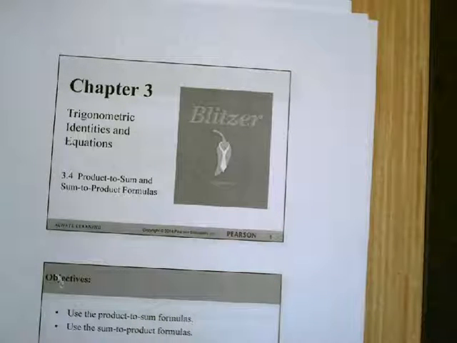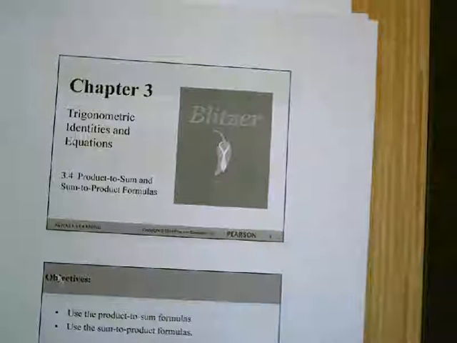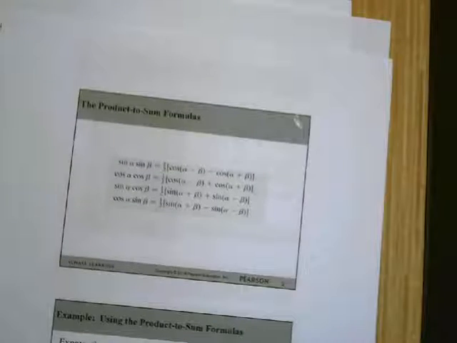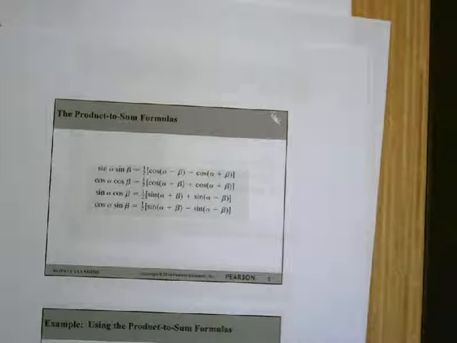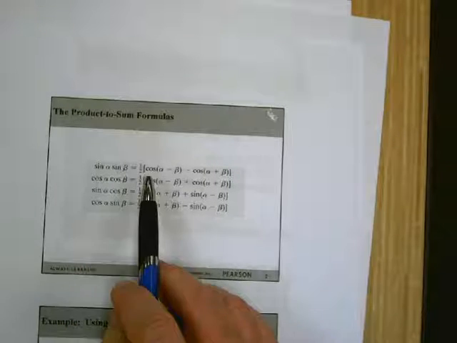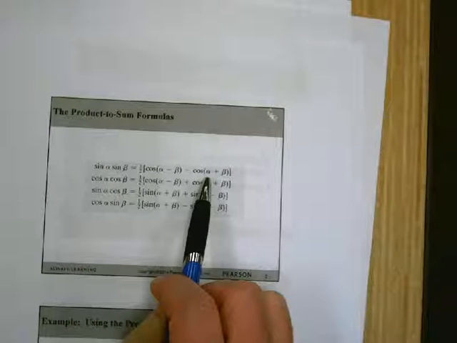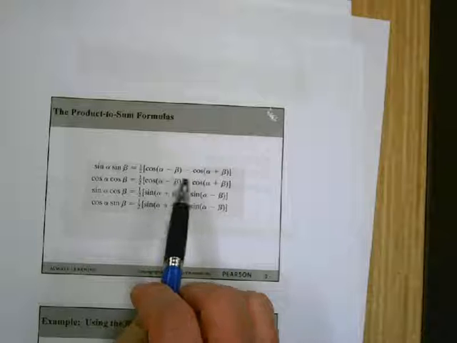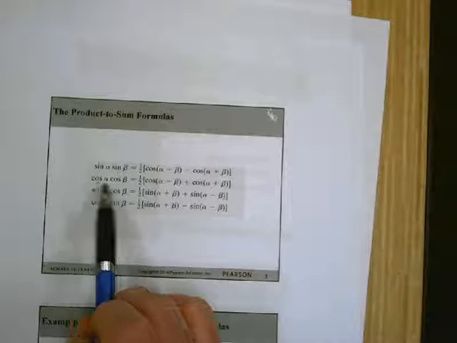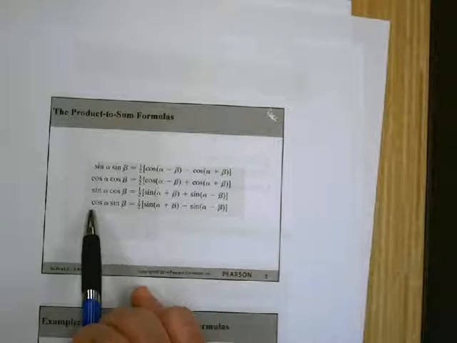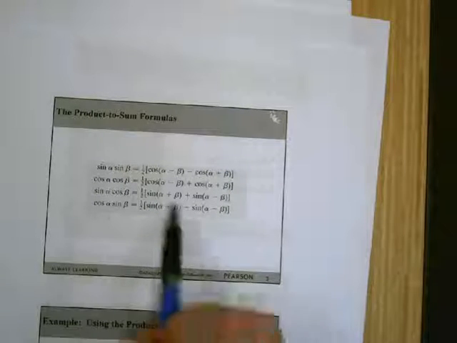Okay. 3.4, we have product to sum and sum to product formulas. And here are your formulas. If you have sin A, sin B multiplied together and you want to change it over to a product and from a product to a sum, here's the formula you would use. And here's the cosine, and sine times cosine, and cosine times sine. So we have these that we're going to be using from.